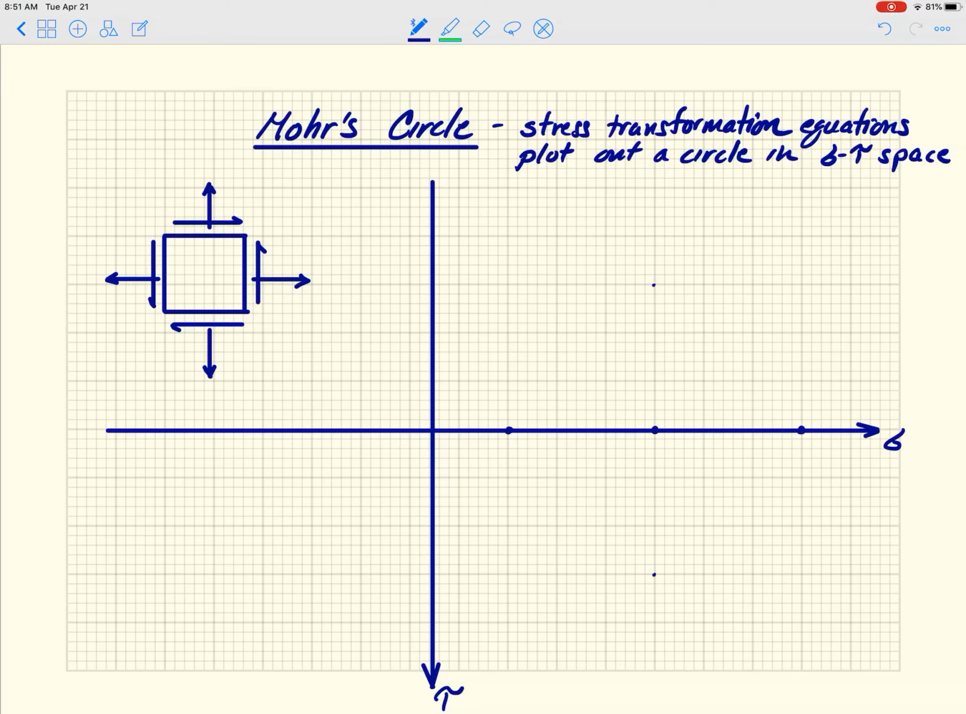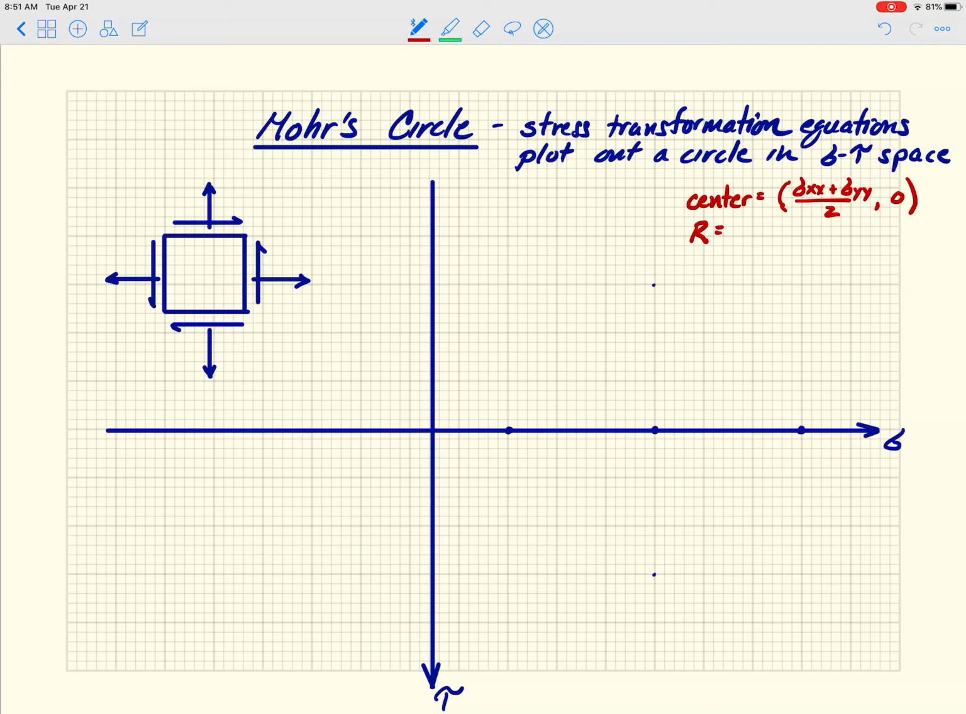It was Mohr who first noticed that those equations are actually the equation of a circle. A couple of things to note: the center of the circle is sigma xx plus sigma yy divided by 2, comma 0. So that's where this circle is centered, and that is nothing more than the average normal stress at any point.